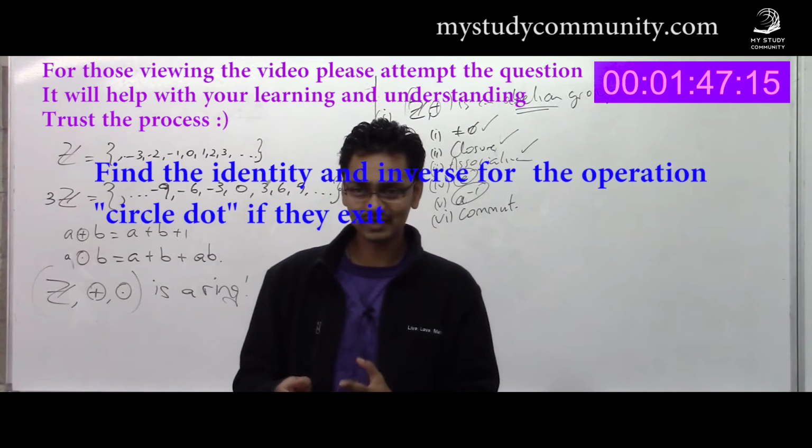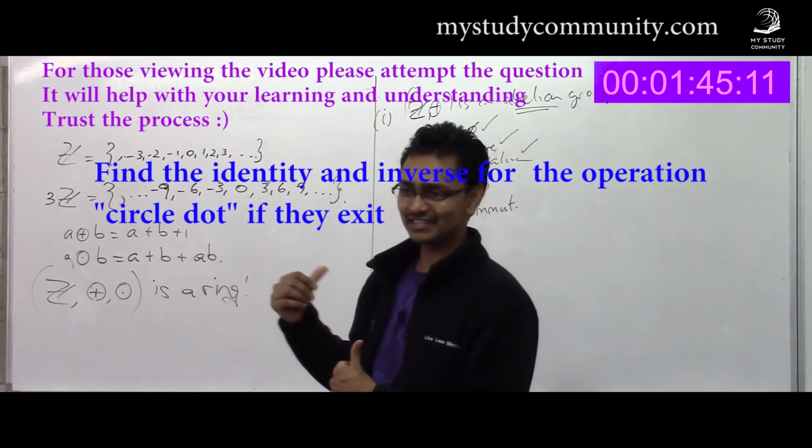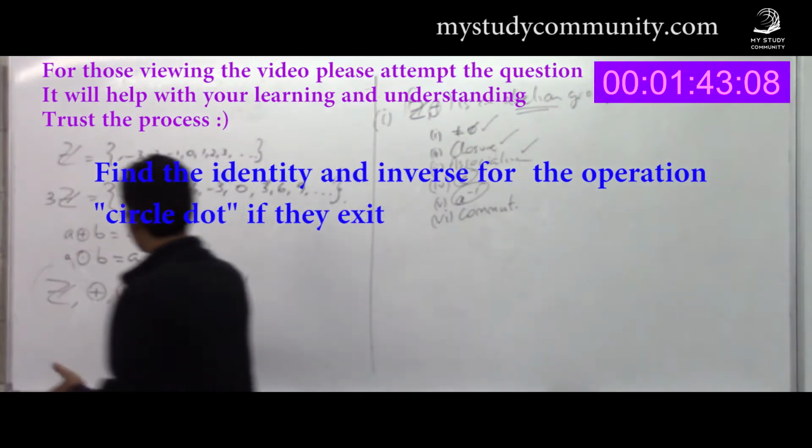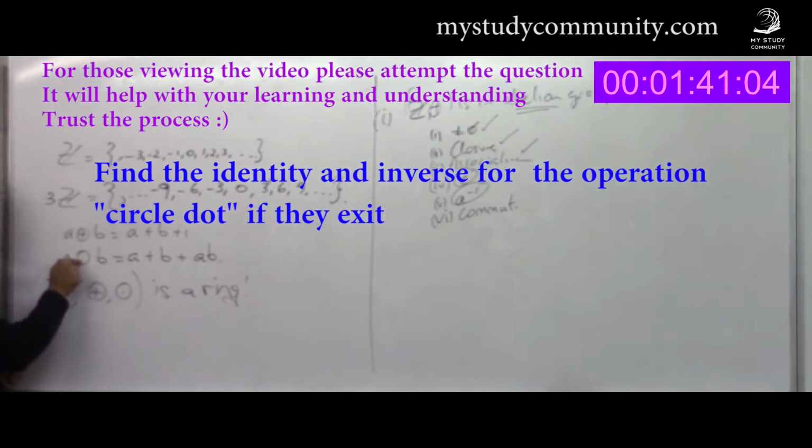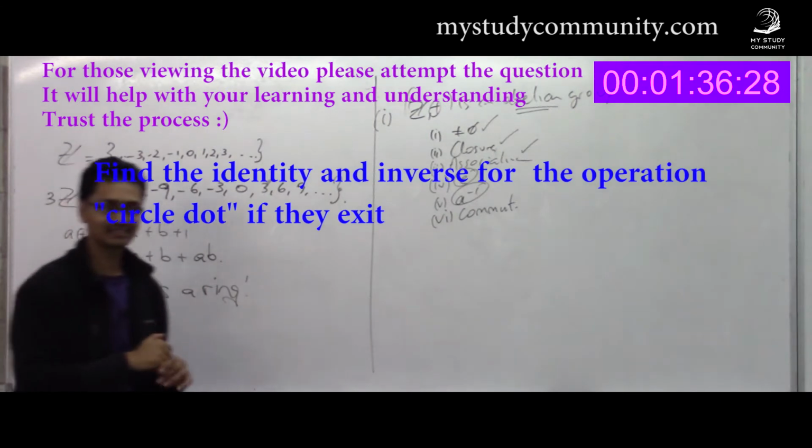Are you all there as well? Find the identity for multiplication using this one, circle dot, right? Use circle dot as well. Find the identity and the inverse.